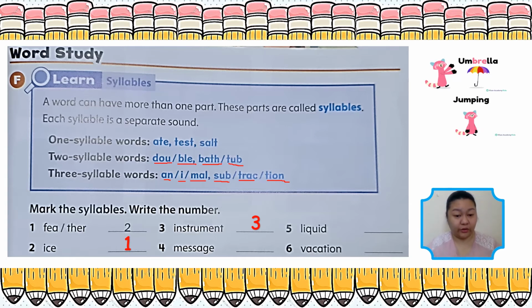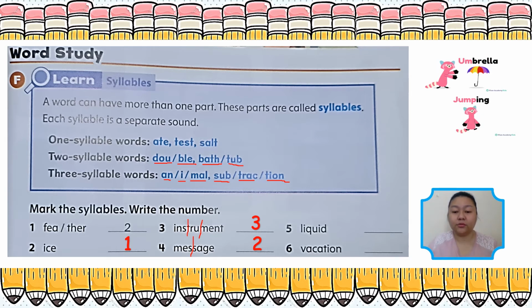Let's try to mark, okay? What's the first one? Instrument. Instrument. Three. How about for the word message? How many? Two. Let's try. What's the first one? Message.